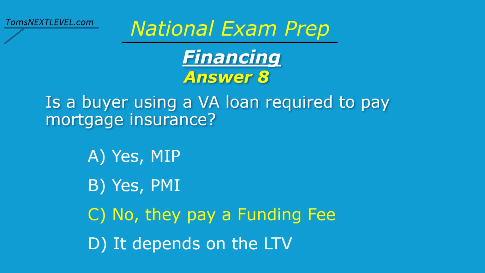Letter A, mortgage insurance premium. That's a premium for an FHA loan, mortgage insurance premium. An insured conventional loan would carry a mortgage insurance premium called PMI, private mortgage insurance, because it's not government. And it never would depend on the LTV for a VA loan.